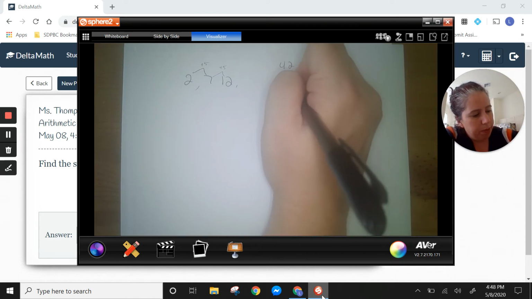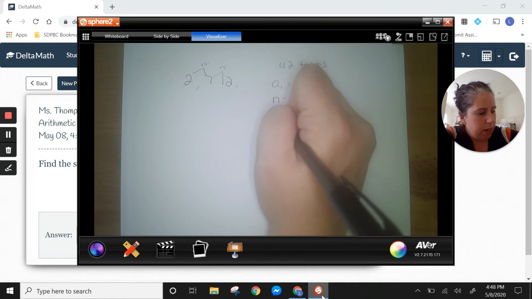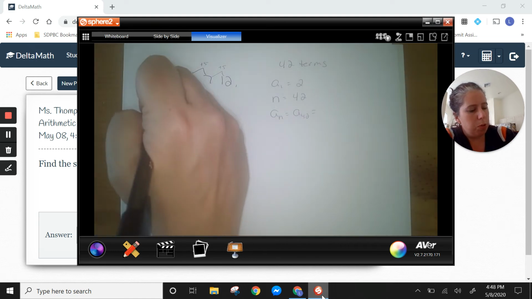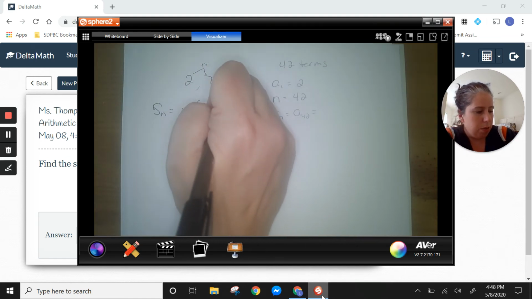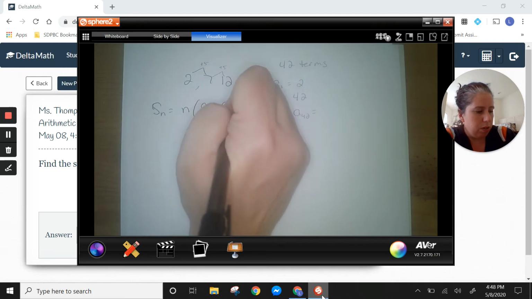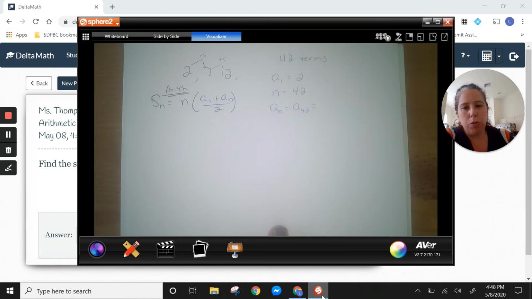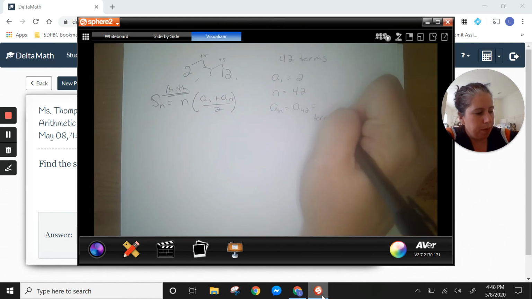Okay, so A1 is 2, n is 42, and A_n, which is A42, I don't know, right? So I'm using S_n equals n times the quantity A1 plus A_n, over 2. That's the arithmetic one. You've got to make sure you know which one you're using. Okay, so I don't know this one, so you're going to use the term formula.